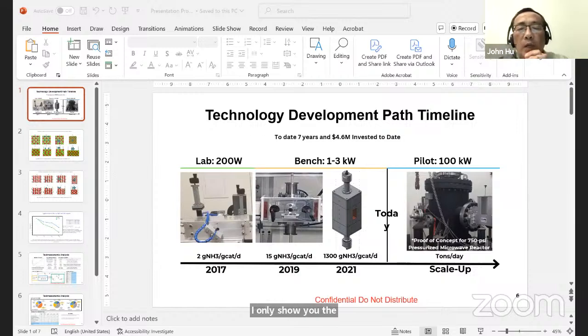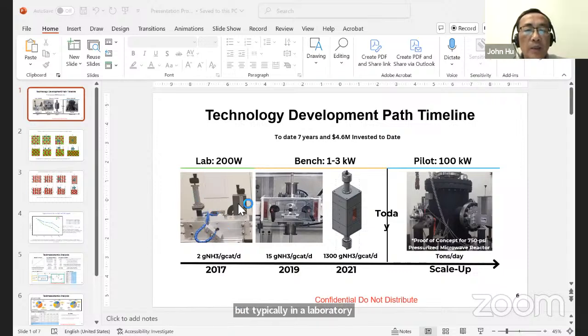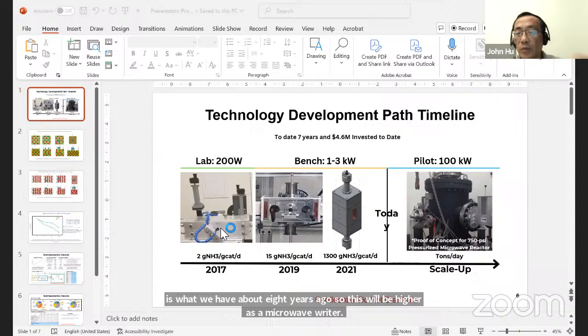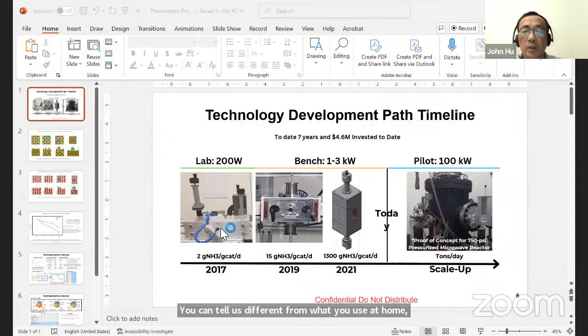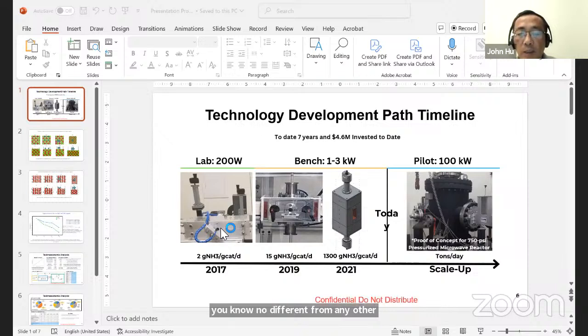So I'll only show you the schematics, the flow diagram of the microwave and also the microwave plasma. So this is the reactor. You haven't seen the picture of a reactor. Typically in a laboratory, this is what we had about 8 years ago, a microwave reactor. You can tell it's different from what you use at home, right? This is really no different from any laboratory thermal catalytic reactor.